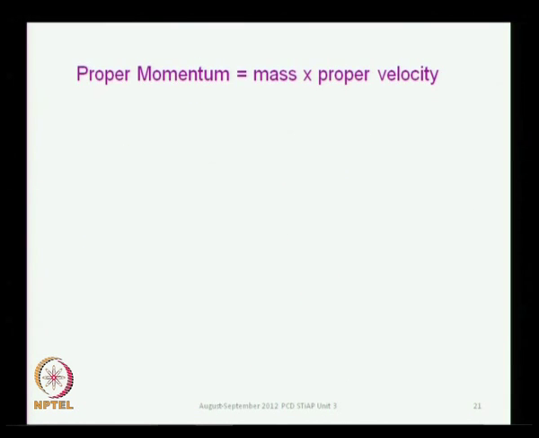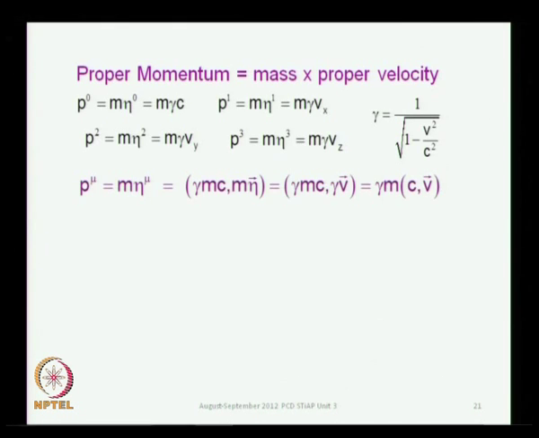Now we define the proper momentum as mass times proper velocity, which is again a straightforward extension of the classical idea. So, you have the proper velocity, you multiply each term by m and you get the proper momentum, which again has four components, and the first component involves the speed of light. Okay, so, this is your description of proper momentum.